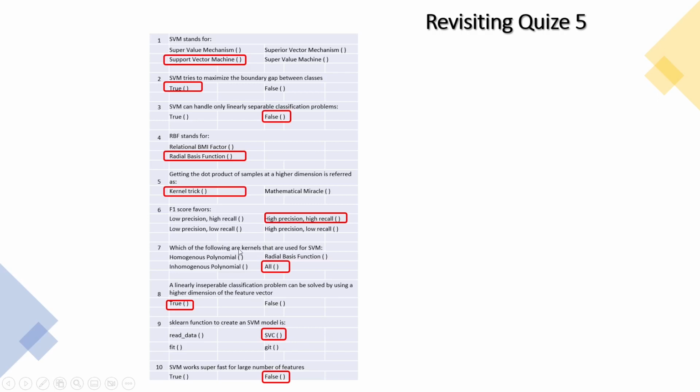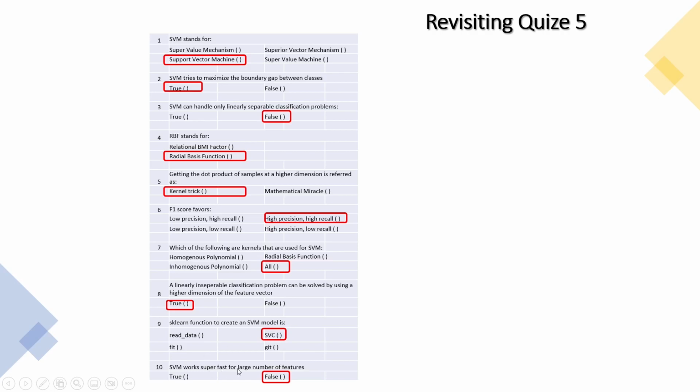Which of the following are kernels that are used for SVM? Basically all of them are kernels for support vector machines. A linearly inseparable classification problem can be solved by using a higher dimension of the feature vector. Yes, that's true. That's the whole idea behind support vector machines. A sklearn function to create an SVM model is SVC.